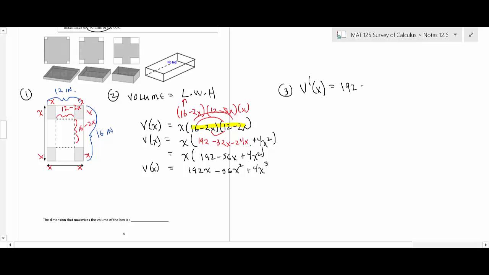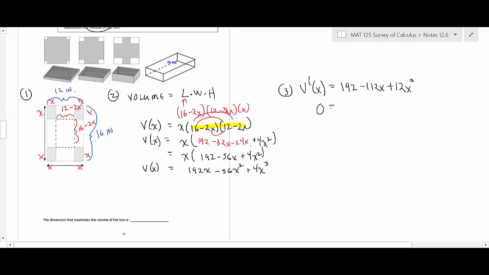2 times 56, I think, is 112x. Then the power rule here is going to be 12x to the second. So we got that. That is your derivative. What do we do with it? Set it equal to 0, exactly.